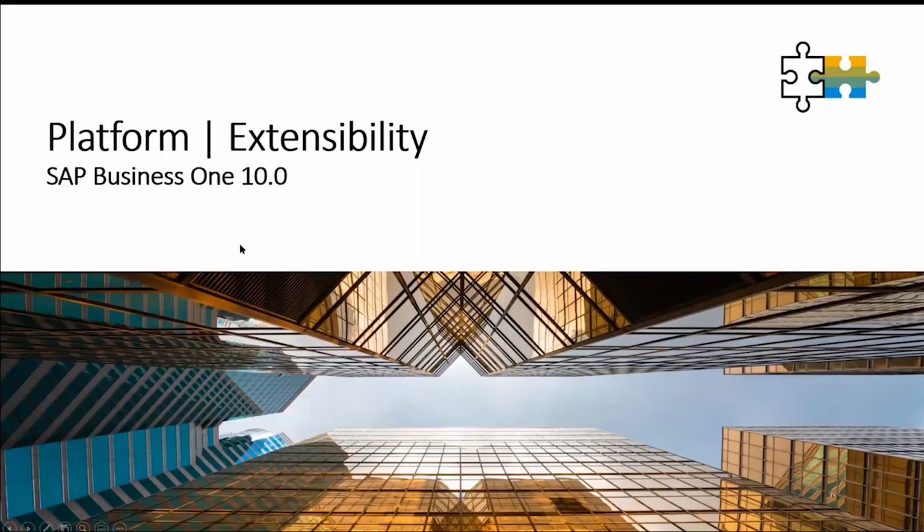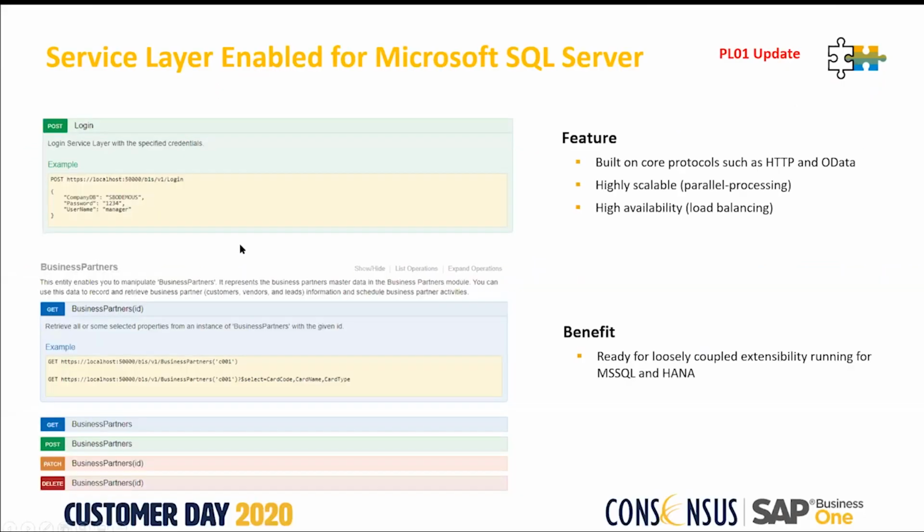So for the final part, platform and extensibility. I did mention web client on SQL, and that's as a result that the service layer is now enabled to work with SQL. This is relevant, especially for your partners and any third-party solutions that in the past may have not been able to work with the HANA version, or that used the old technology of the DI API, and now they want to move to the new technology, which is the service layer, but you're using SQL, so now you have the ability to do that.